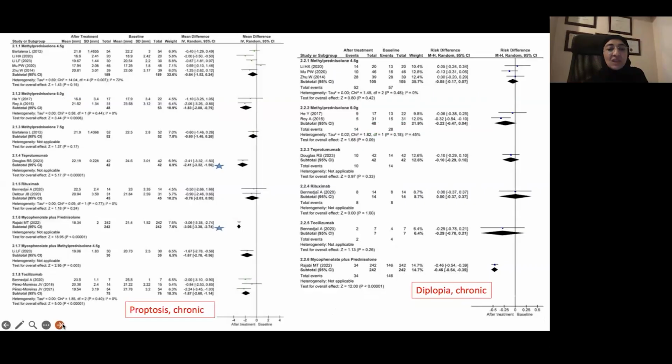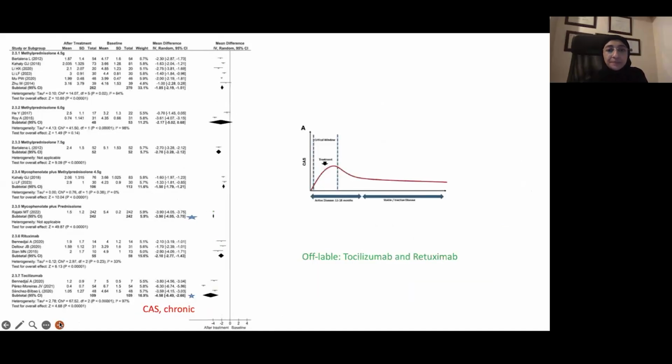What about chronic status? You know that these agents can best be used during the acute phase. However, if you have a chronic status and you haven't introduced your big guns initially, with chronic proptosis, teprotumumab was still associated with favorable outcomes, and mycophenolate did the same thing as well. With diplopia, mycophenolate did the same thing as well. However, as I said, these agents need to be used during the acute phase of thyroid eye disease.